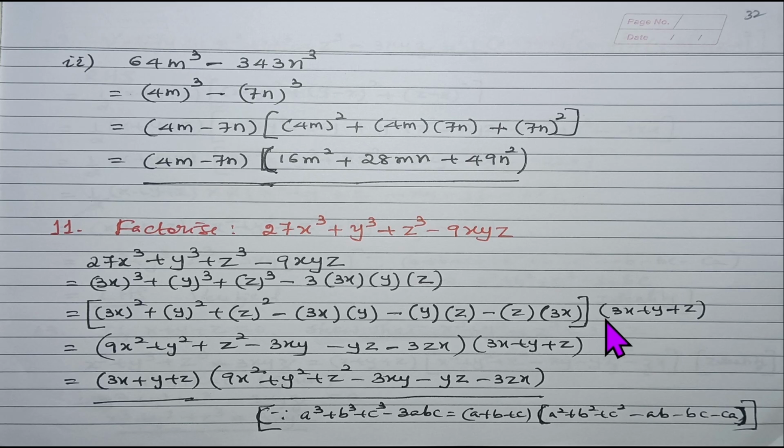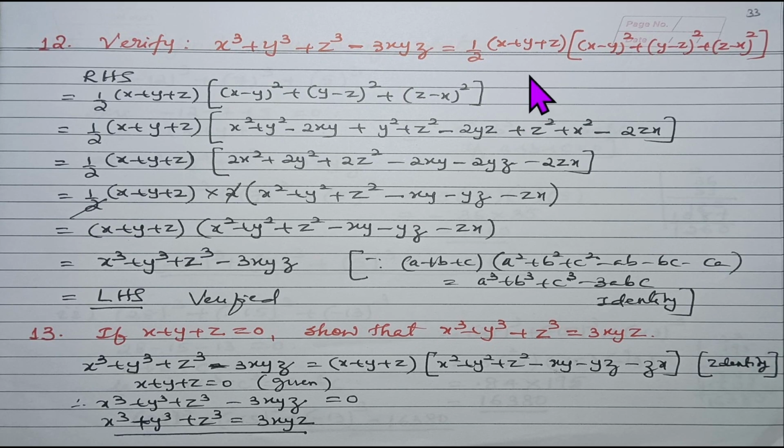The RHS is a plus b plus c, that is 3x plus y plus z, and a square plus b square plus c square, that is (3x) square plus y square plus z square, minus ab, that is 3x into y, minus bc, that is y into z, minus ca, that is z into 3x. Therefore simplifying, 3 square is 9x square, plus y square plus z square minus 3xy minus yz minus 3zx. The answer will be 3x plus y plus z in the bracket 9x square plus y square plus z square minus 3xy minus yz minus 3zx, using this identity. So that is how we find the factorization of the given polynomial.